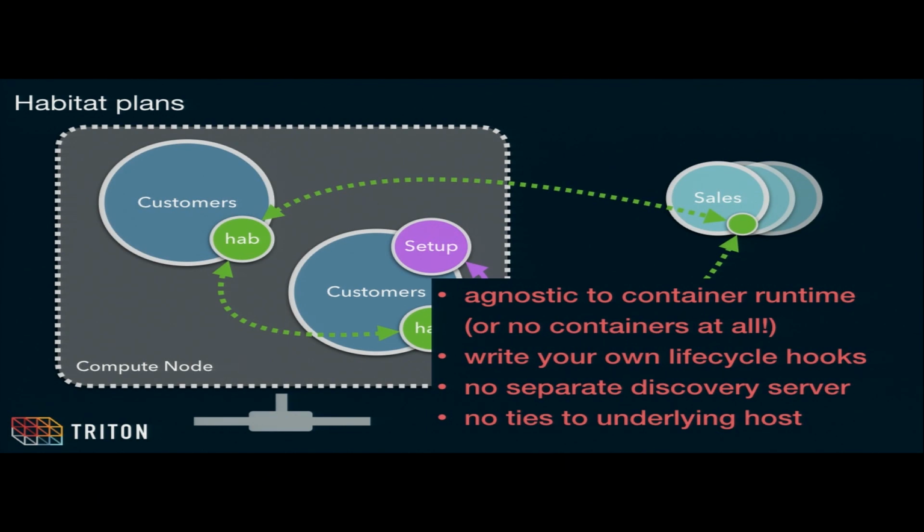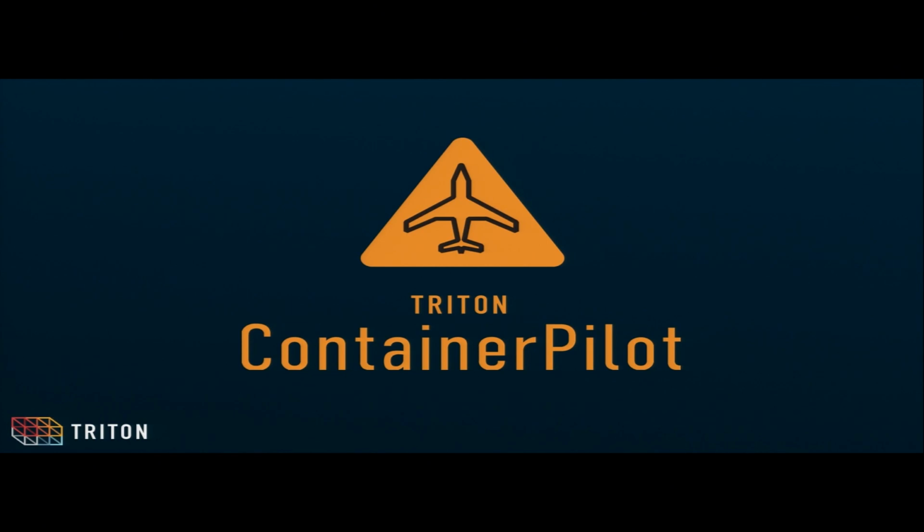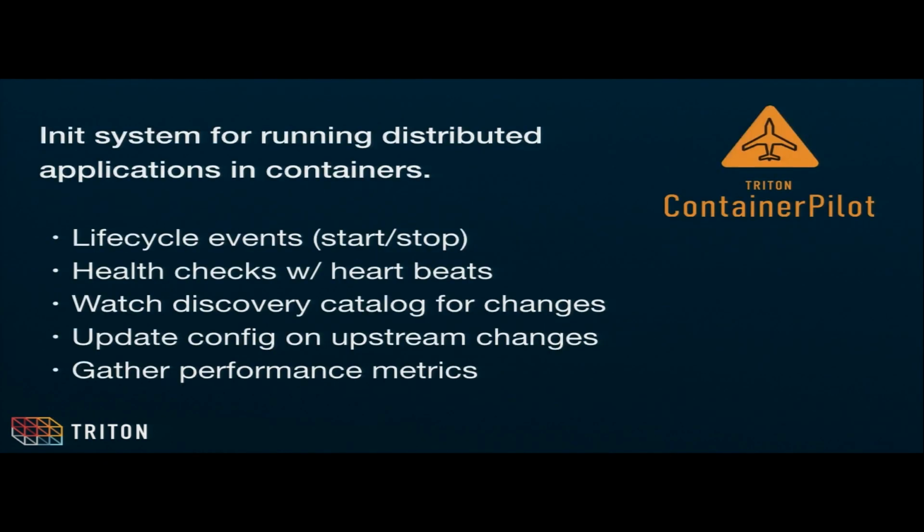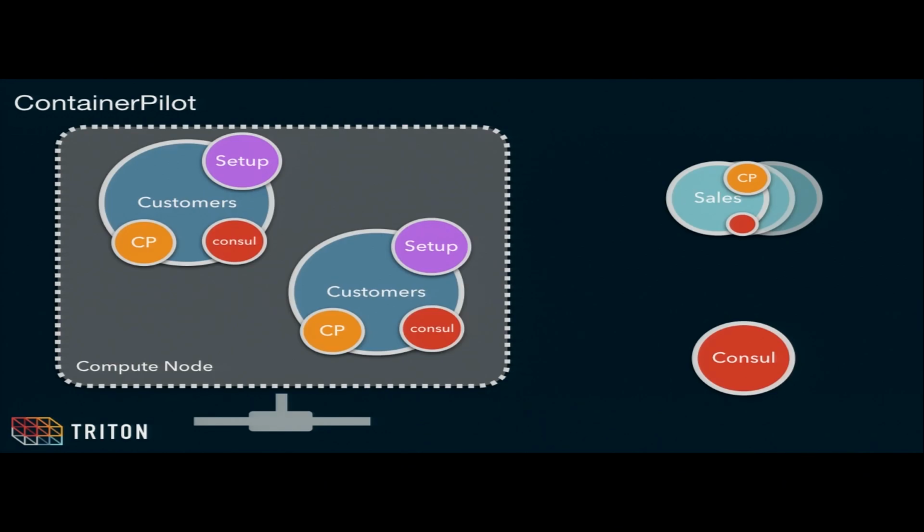This is awesome. The solution that I wrote at Joyent is called Container Pilot. Much like Habitat, it is an init system for running distributed applications in containers. It manages lifecycle events, health checking, and watches the discovery catalog for changes. It updates the configuration on upstream changes and provides some performance metrics. So this is kind of what an application stack looks like when you're running with Container Pilot. We've got our app, we've got Container Pilot running as PID 1, a console agent inside the container, and a setup thing, right?